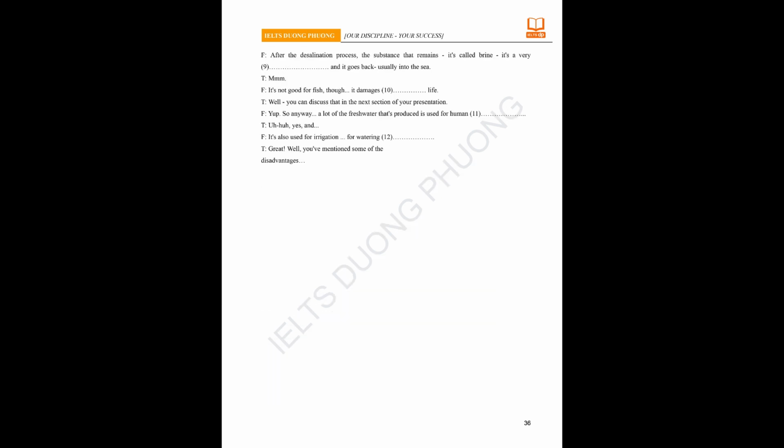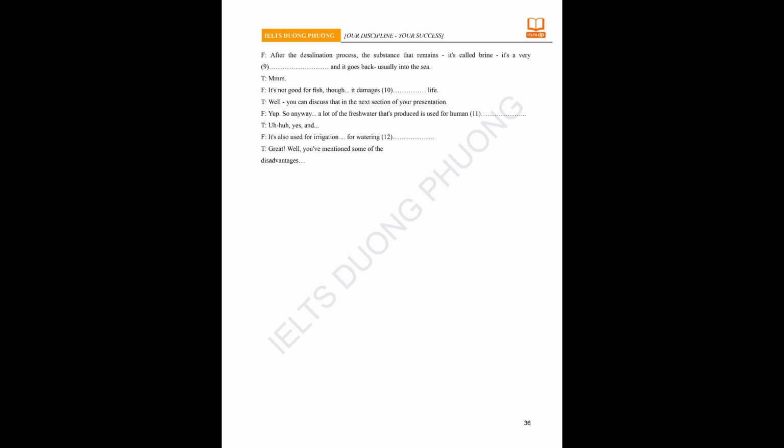Where does it go? After the desalination process, the substance that remains, it's called brine, it's a very salty substance and it goes back, usually into the sea. It's not good for fish, though. It damages marine life. Well, you can discuss that in the next section of your presentation.